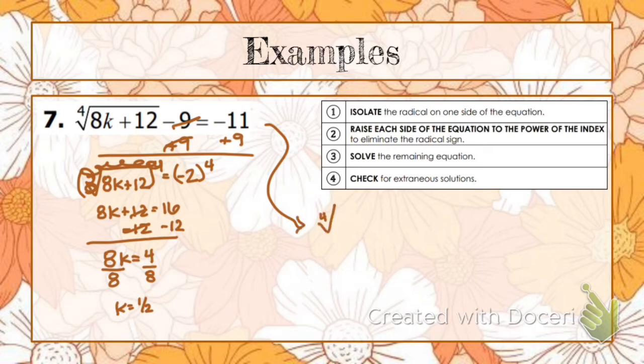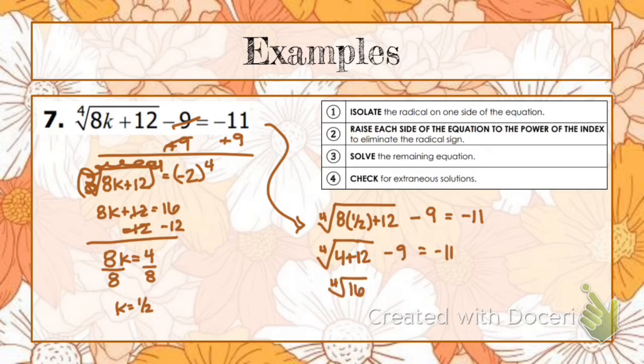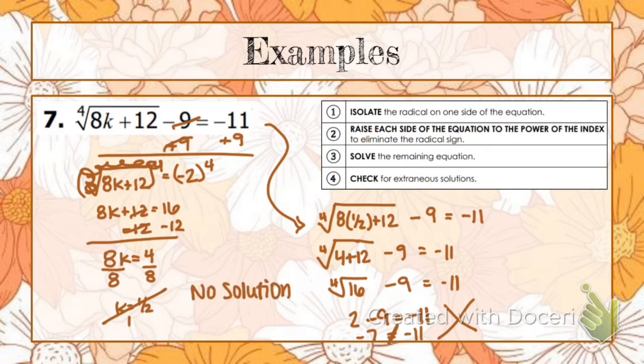All right. The 4th root of 8 times 1/2 plus 12 minus 9 equals negative 11. So the 4th root of 4 plus 12 minus 9 equals negative 11. The 4th root of 16 minus 9 equals negative 11. The 4th root of 16 is positive 2 minus 9 equals negative 11. And this is not true because this is negative 7. So negative 7 does not equal negative 11. So in fact, this is not a solution. There is no solution. And this is called an extraneous solution.